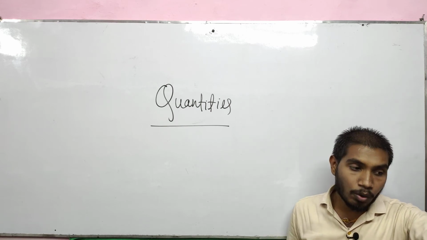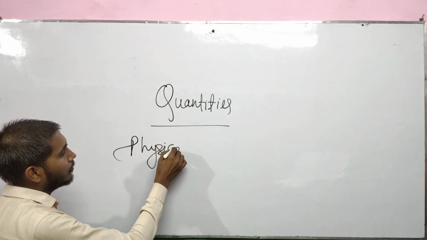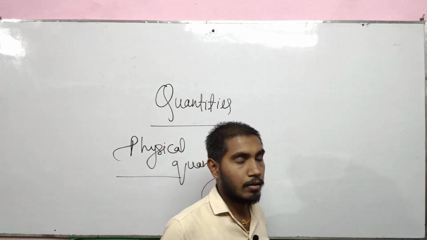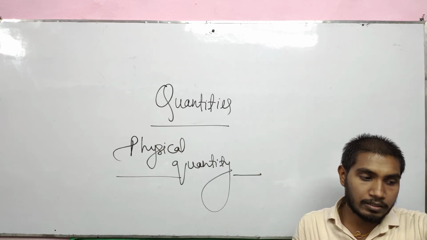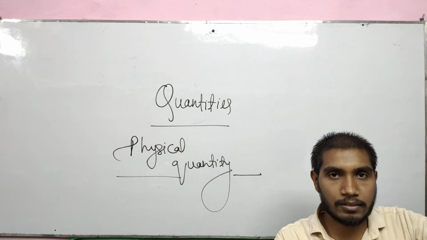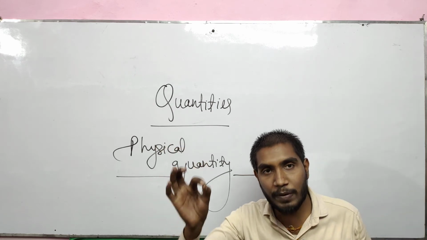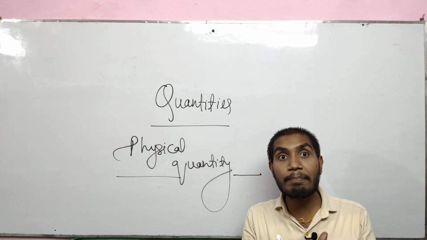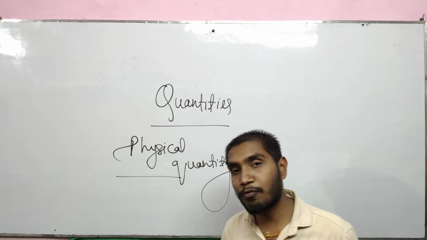Okay. And now what is a physical quantity? Listen to me carefully. All quantities in terms of which the laws of physics can be expressed, and which can be measured directly or indirectly, are called physical quantities.